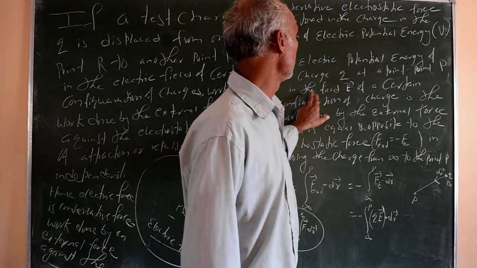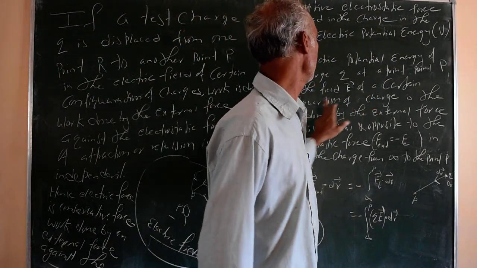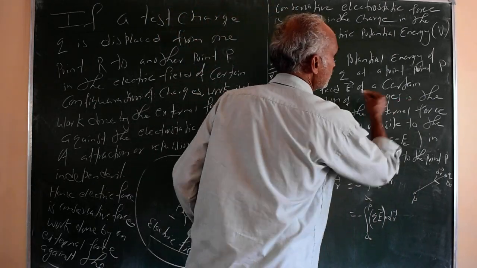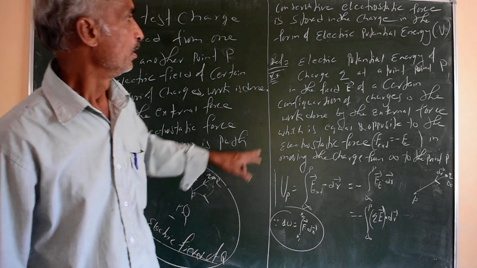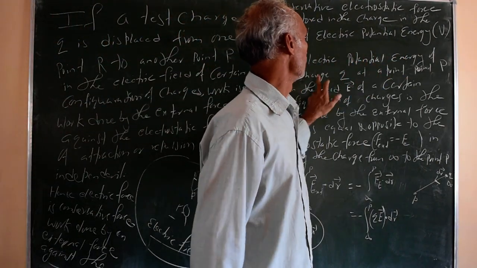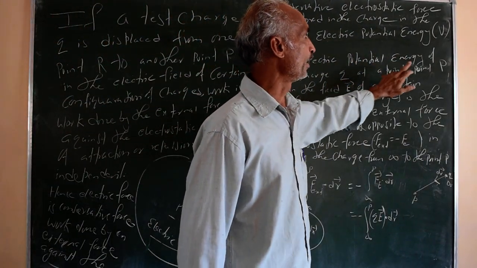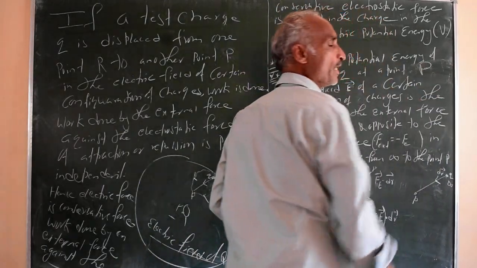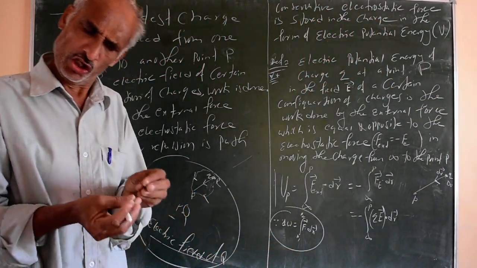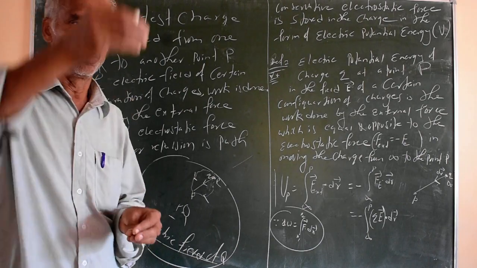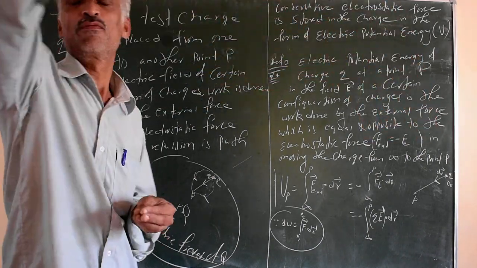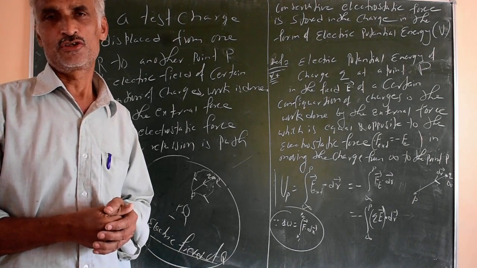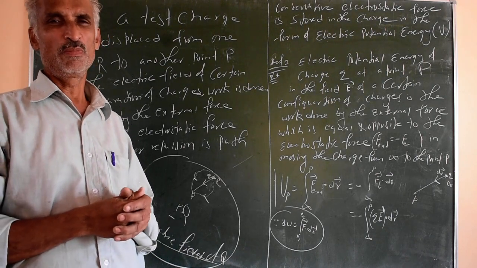At the point P in the field of a certain configuration of charges, consider the electric potential energy of a charge Q. If a test charge Q is placed in the field of a certain configuration of charges, try to understand what we mean by field of.